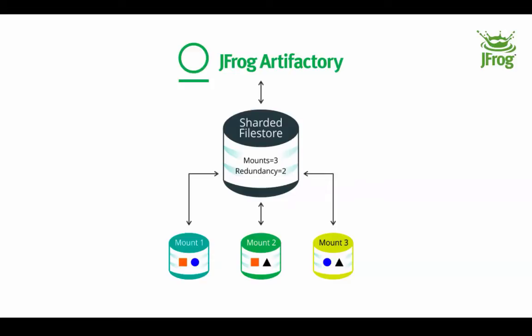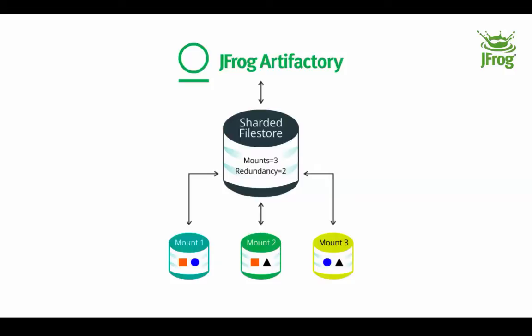Now, let's take an example of 3 objects or 3 artifacts: a square, a circle, and a triangle. First artifact coming in is square. You are deploying square onto Artifactory. Now, in my example, I have mounts equal to 3, redundancy count is 2. So Artifactory is going to randomly deploy square onto 2 mounts. In our case, deployed onto mount 1 and mount 2.